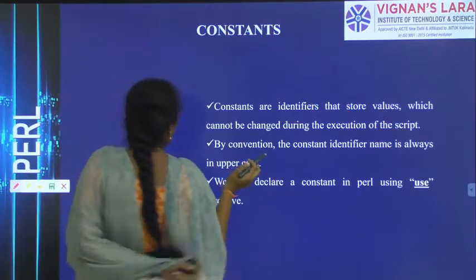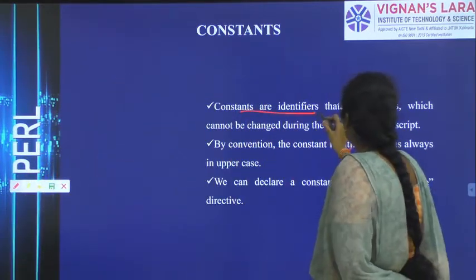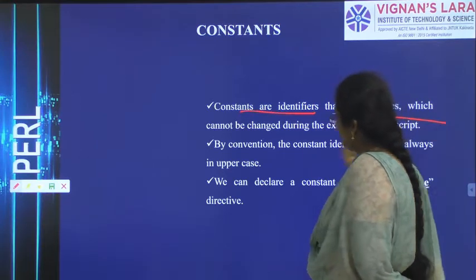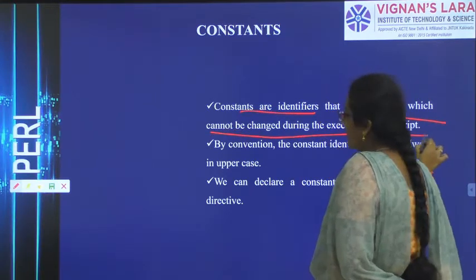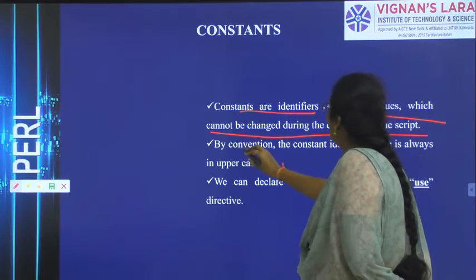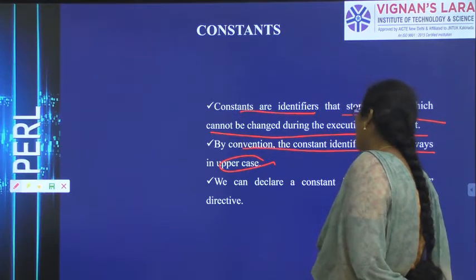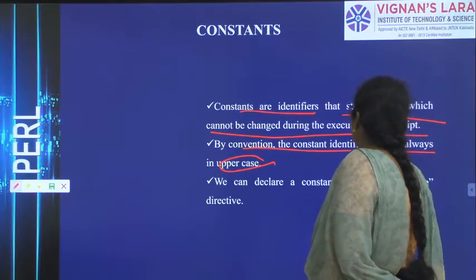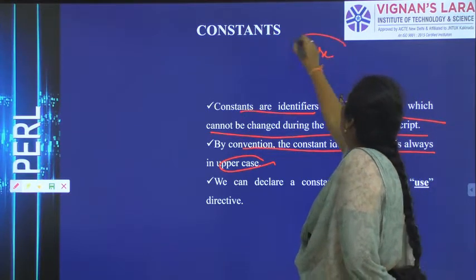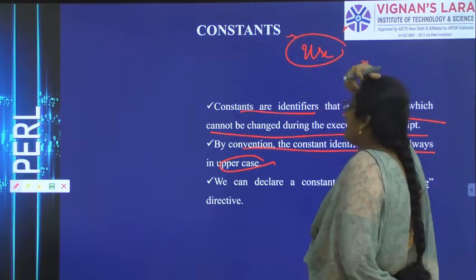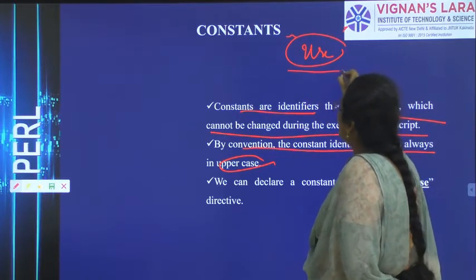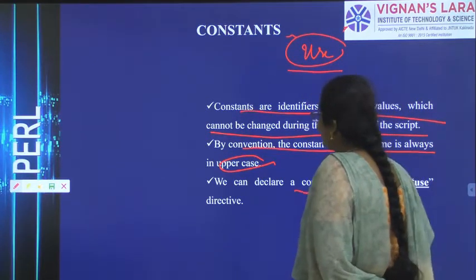So let us see. A constant is an identifier which is used to store values. We cannot change the value of a constant during the execution. A constant's name is always in uppercase, and we can declare a constant using the directive called use. Use is the directive, and using the use directive only we can declare a constant.